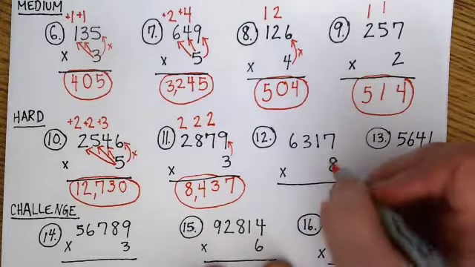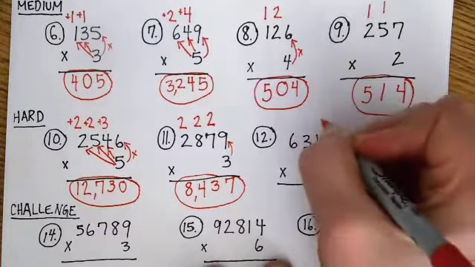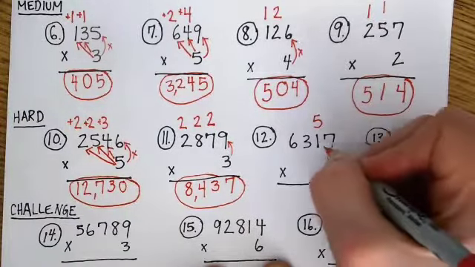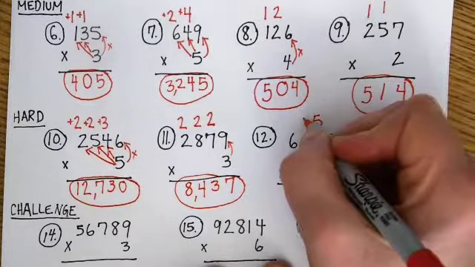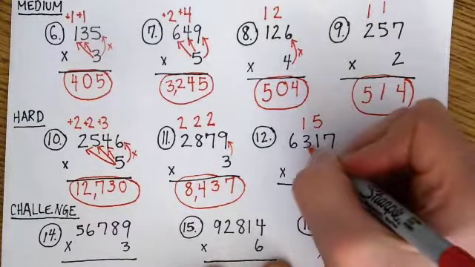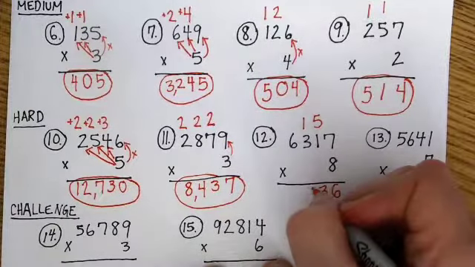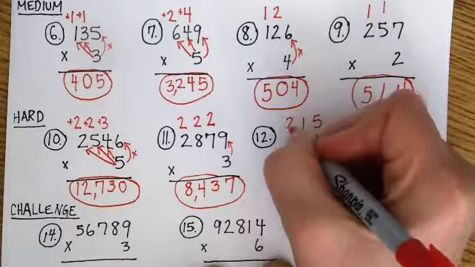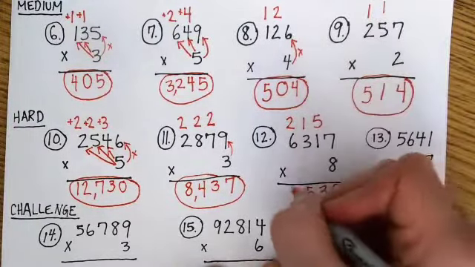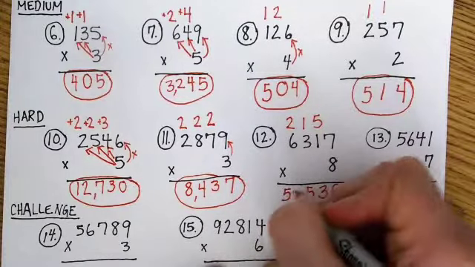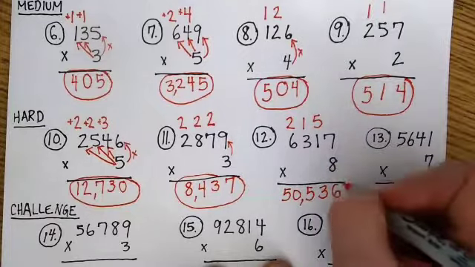6,317 times 8. 8 times 7 is 56. Put down the 6, carry the 5. 8 times 1 is 8, plus 5 is 13. Down the 3, carry the 1. 8 times 3 is 24, plus 1 is 25. Put down the 5, carry the 2. 8 times 6 is 48, plus 2 is 50. So the answer to number 12 is 50,536.